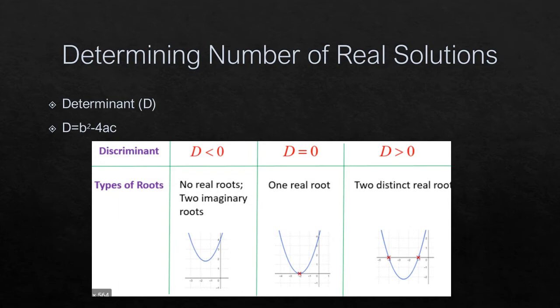When the discriminant is less than 0, or when the discriminant is negative, there are no real roots. When the discriminant is equal to 0, there's only one real root. And when the discriminant is more than 0 or positive, there are two distinct real roots. The real roots can be seen in the graph by the intersection with the x-axis.